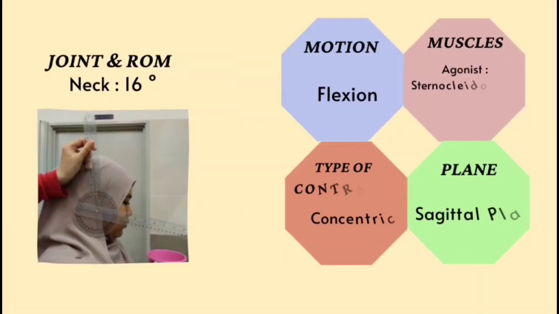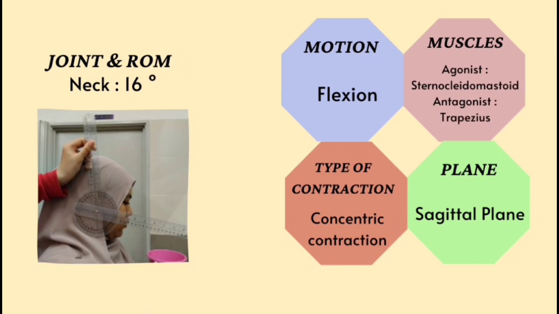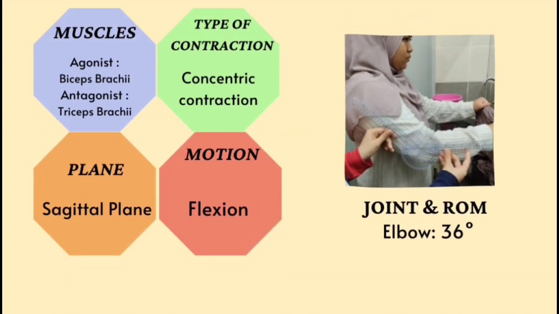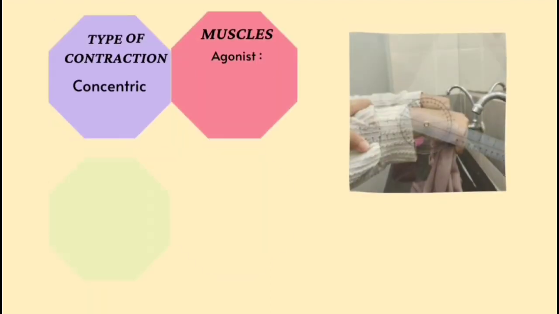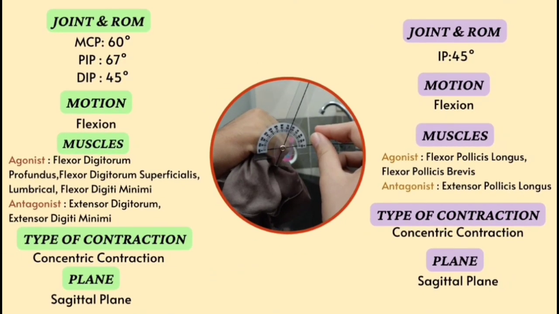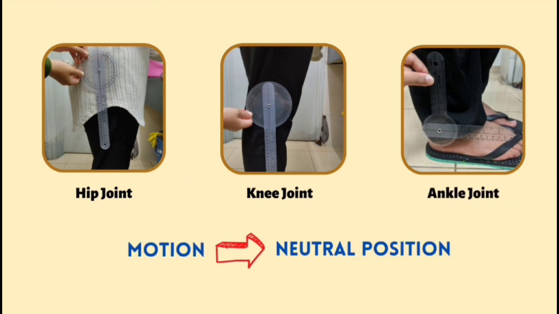The first motion is flexion of the neck with 16 degrees of range of motion. The next motion is shoulder flexion with 71 degrees. Next is elbow flexion with 36 degrees. For wrist flexion, the range of motion is 28 degrees. Next is flexion of the MCP joint with 60 degrees. For flexion of the PIP joint and DIP joint, the range of motion is 60 degrees and 45 degrees. The next motion is flexion of the IP joint with 45 degrees. As for the hip joint, knee joint, and ankle joint, the motion is in neutral position.